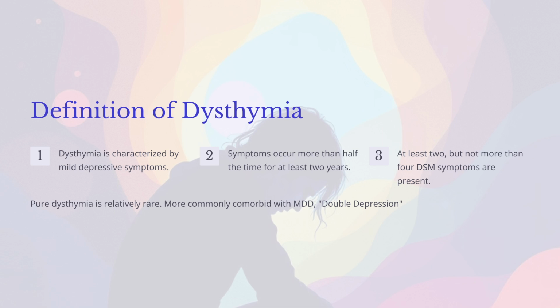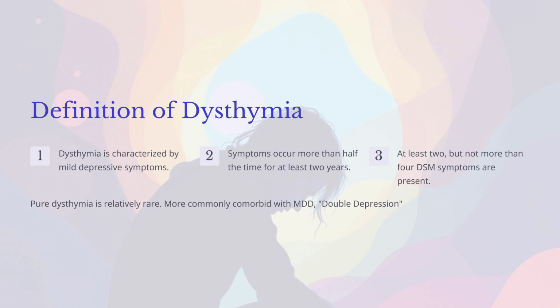And it's important to note that to call someone pure dysthymia, that means that they've never had a major depressive episode ever, which is something that's actually pretty uncommon. So more frequently, dysthymia will occur alongside recurrent major depression. And when you see a picture of someone with major depressive episodes and dysthymia in between those episodes, we call that double depression.